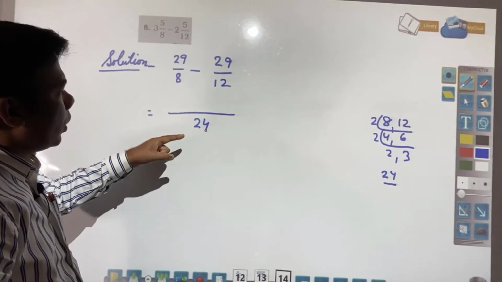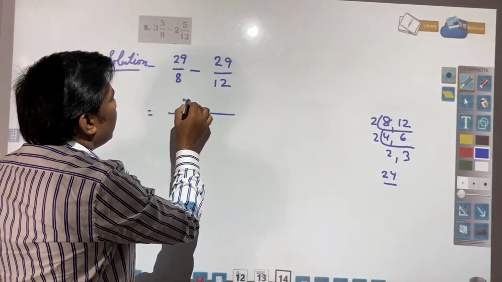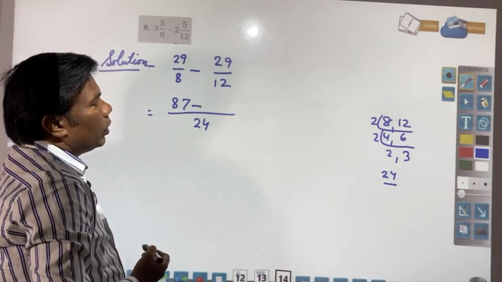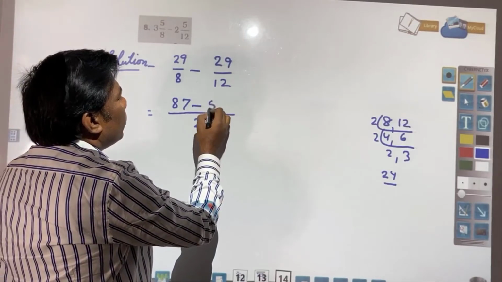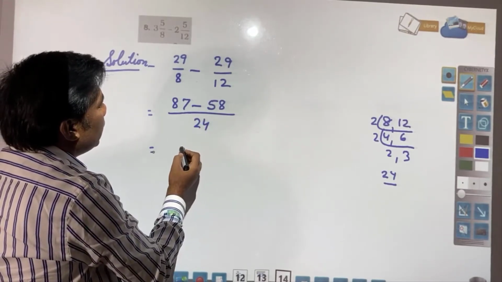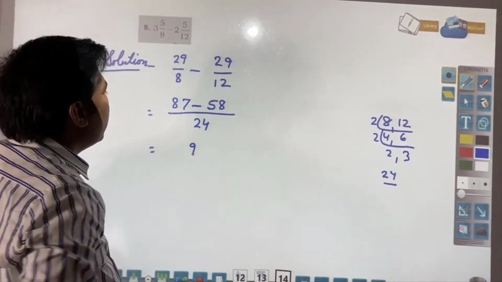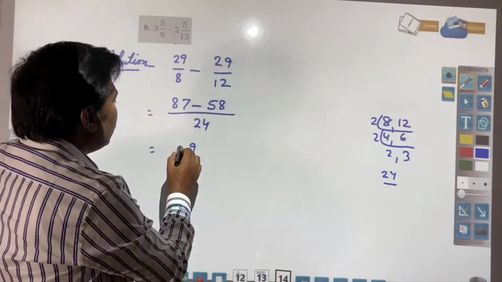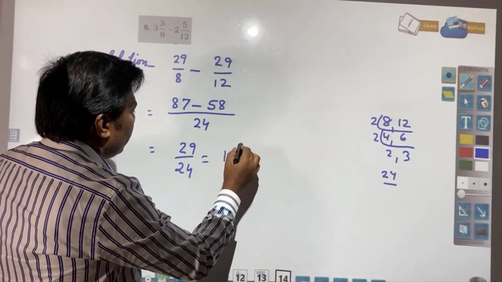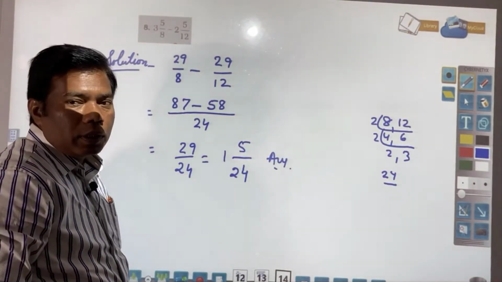Now 8 3s are 24, so 3 into 29 we need to do. 3 9s are 27, 2 you have, 3 2s are 6, and 2 8s, minus 12 2s are 24, 2 into 29 will be 58. Now you subtract this, 17 minus 5, 8 is equal to 9, and here you have 7 minus 5 is equal to 2 divided by 24, and this will be 1 whole 5 by 24, and this will be your answer. In this way this needs to be done.